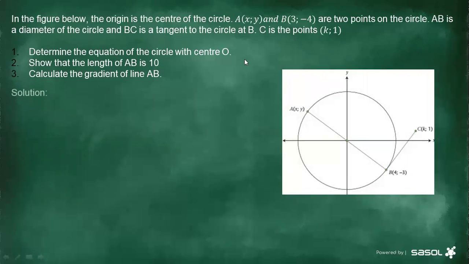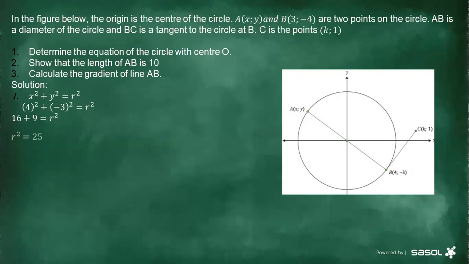Let's first determine the equation of that circle. Remember, we've got a point on the circumference. That point is point B, which is (4, -3), and that is for x and y. You can see that we have just substituted them into this. Then we have 4 squared is 16, -3 squared is 9.